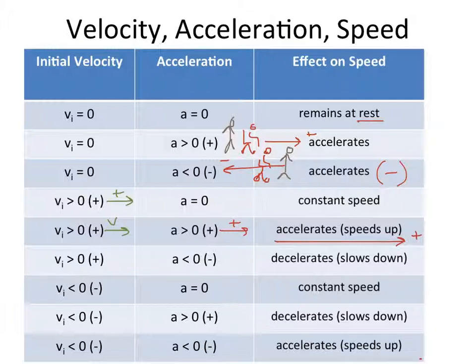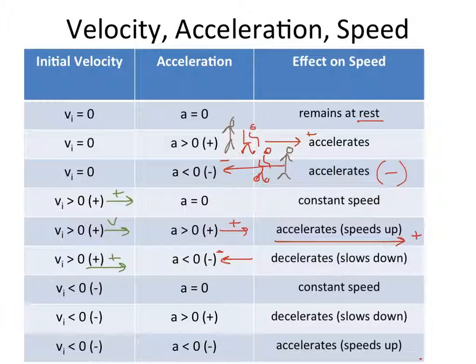So it's going to speed up positively. All right, what if we have an initial velocity greater than 0, but we have a negative acceleration? That is, the acceleration is being applied to you the opposite way. Think of it like this: what if you were previously moving forward, but then all of a sudden your friend jumped in front of you and applied a backwards force to you, a backwards acceleration? You would start to slow down. You'd be moving happily, and then something applies a negative acceleration to you, and you come to a stop. You would decelerate and slow down towards a stop.